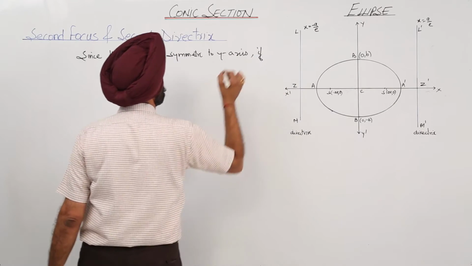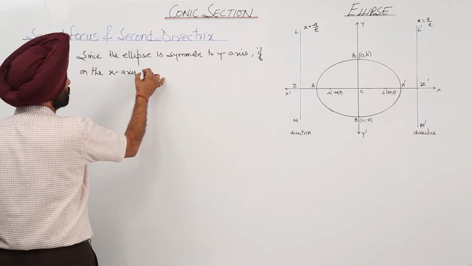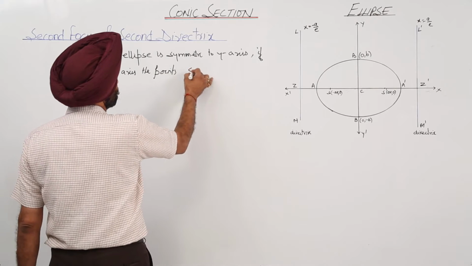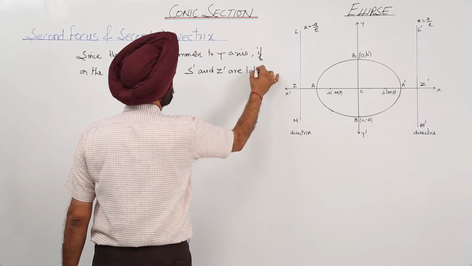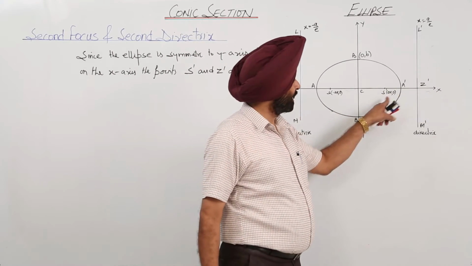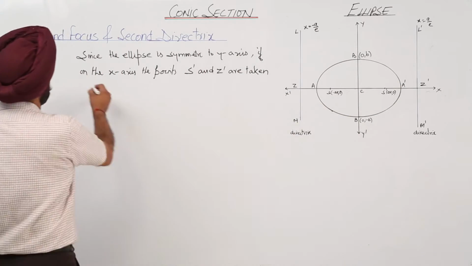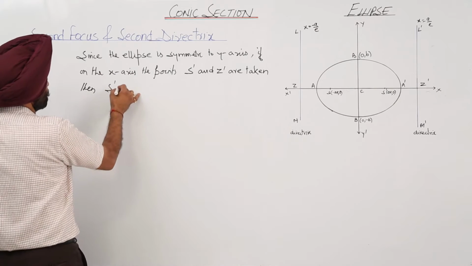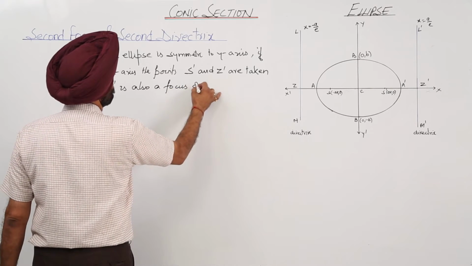Now if on the x axis the points S dash and Z dash are taken, already I have marked them, S dash, sorry, not Z, S dash and Z dash, and these points are on the x axis, then S dash is also a focus of the ellipse.